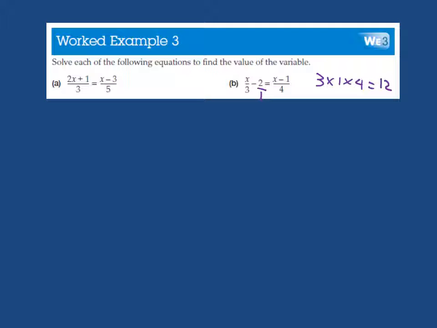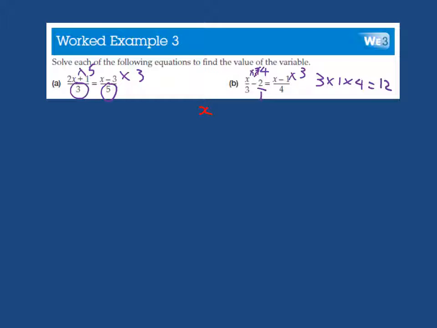So what I did in the previous one is I had a 3 here, so this side I multiplied by 3. I had a 5 here, this one I times by 5. In this scenario, the only real number I've got on the left-hand side is a 3, so I'm going to times that side by 3, and this side by 4. But it doesn't kind of work that way. Let me just rewrite it so I can show you differently. Hang on, I've got the wrong color.